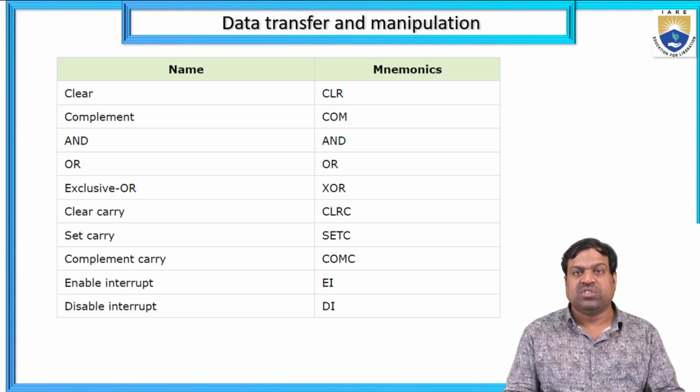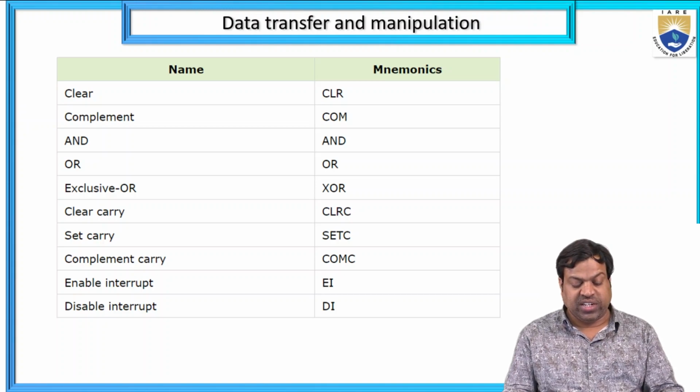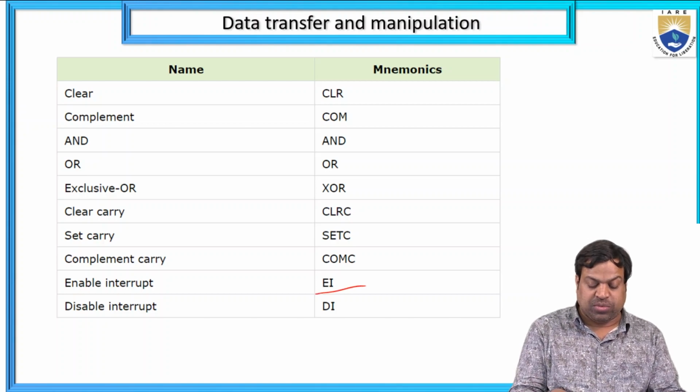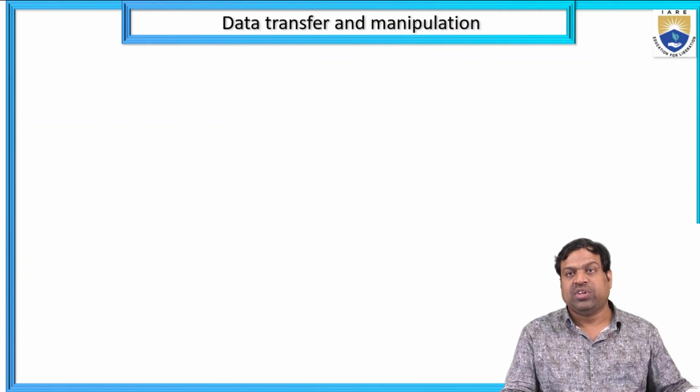So clear means CLR, complement means COM, AND gate means AND, OR gate OR, exclusive OR means XOR, and clear carry means CLRC, and set carry SETC, complement carry means COMC, enable interrupt EI, disable interrupt DI. So these are the references of data transfer.